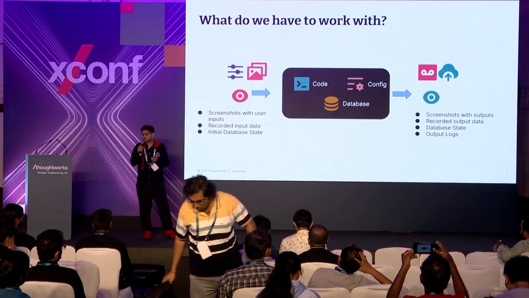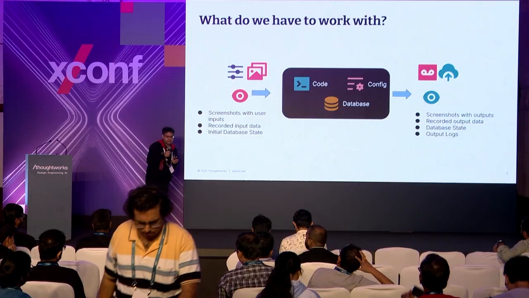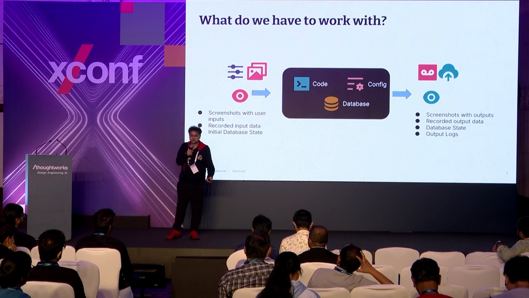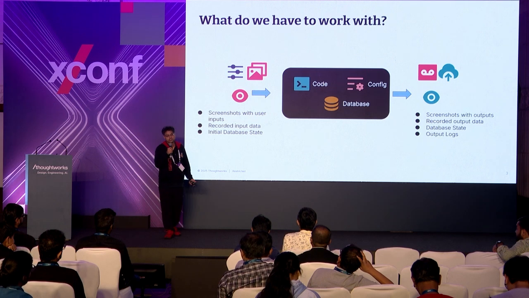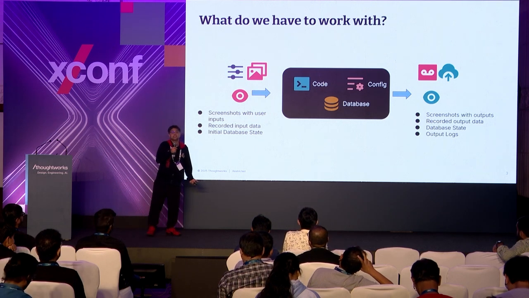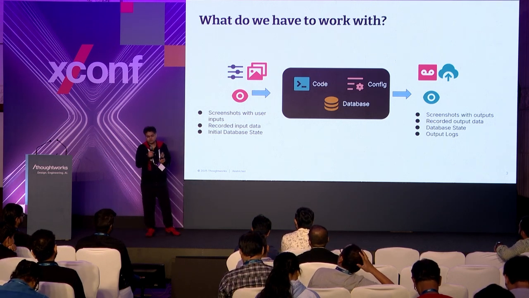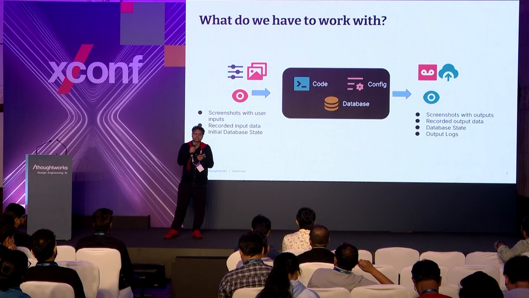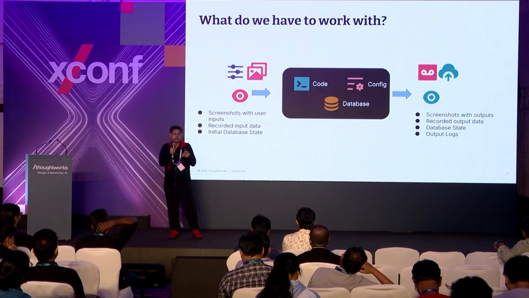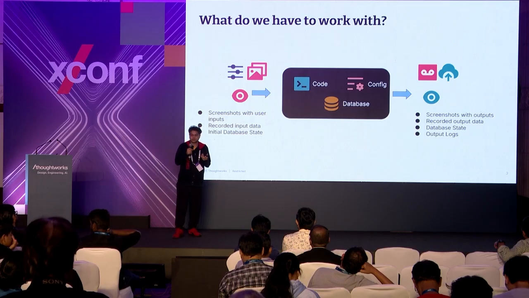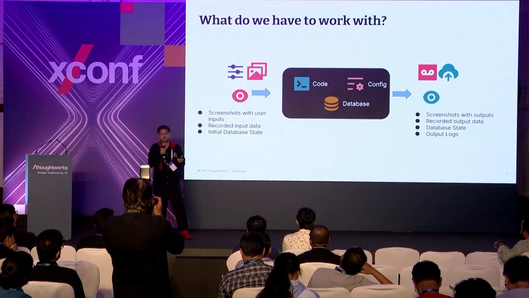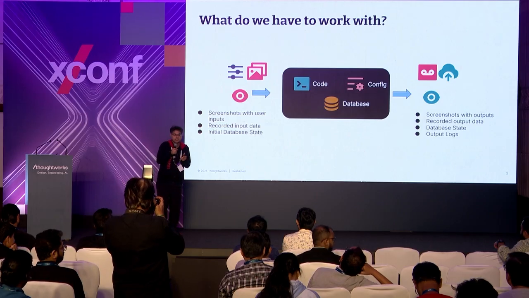What are the sorts of outputs that you can observe? You can look at similarly screenshots, outputs coming out. You can look at the final database state. You can look at the output logs and so on and so forth. Those are the things which you could very loosely classify as artifacts which help us in black box reverse engineering.